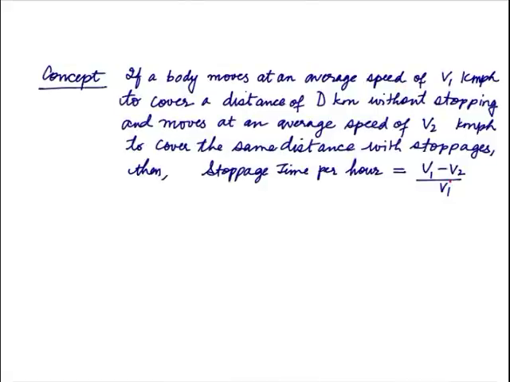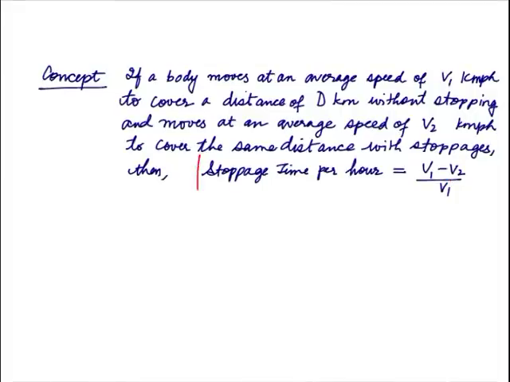Here is the concept. If a body moves at an average speed of v1 kmph to cover a distance of d kilometers without stopping, and moves at an average speed of v2 kmph to cover the same distance with stoppages, one or more, then the stoppage time per hour is given by (v1 minus v2) upon v1. A very nice and elegant formula, with the help of which a certain type of question can be solved directly. Let us see one such question.